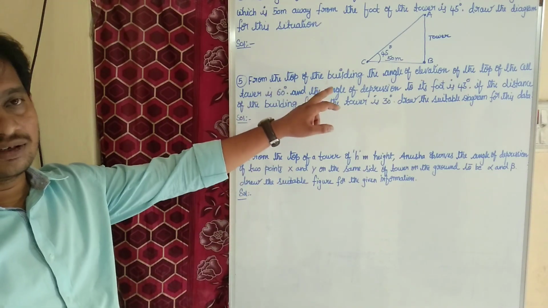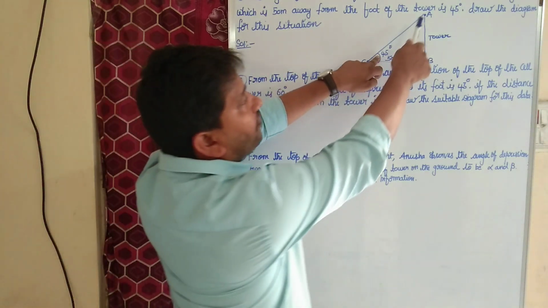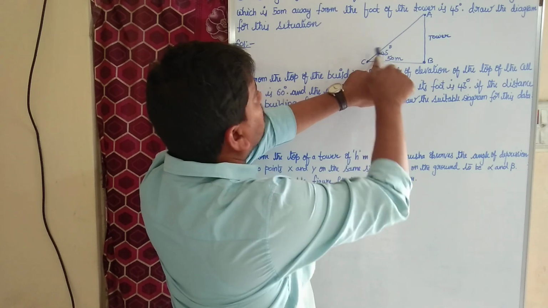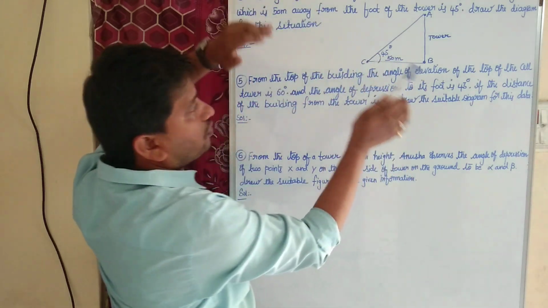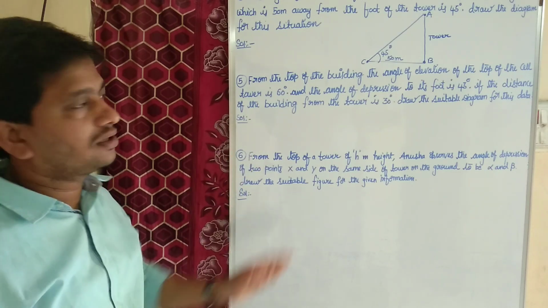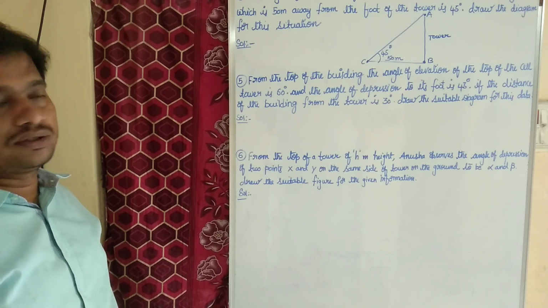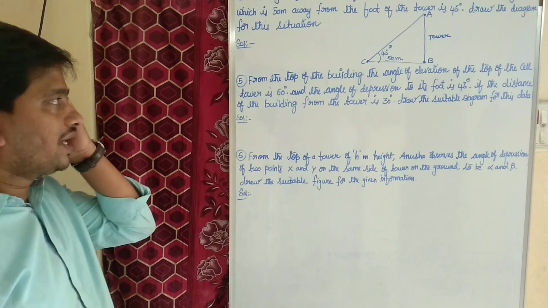You read the question again. The angle of elevation of the top of a tower from a point on the ground which is 50 meters away from the foot of the tower is 45 degrees. Draw the diagram for this situation. That is only the diagram. That's all. Finished the question. Now coming to question number 5.